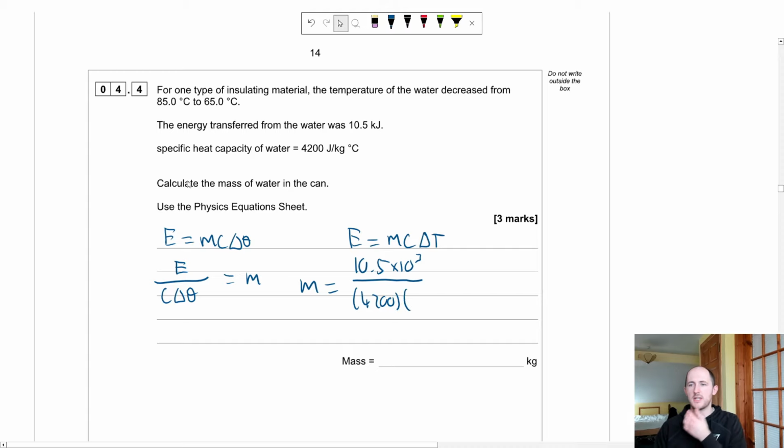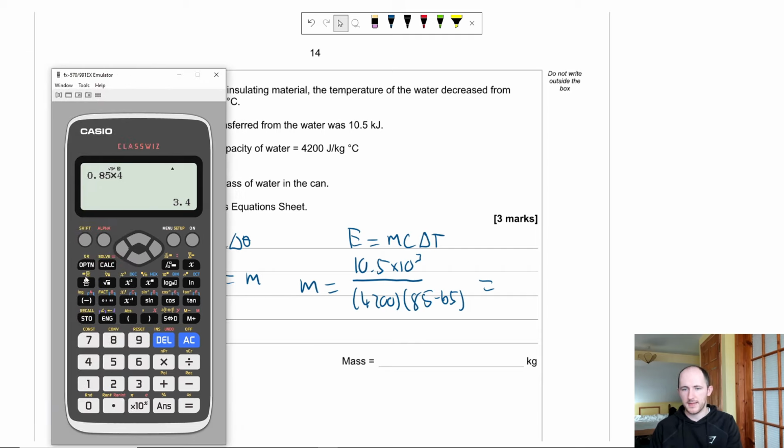Delta theta. Now the change in temperature is a really interesting one because obviously you don't want to do 65 minus 85. That gives you a negative. So all you're looking for is the actual difference between the numbers, which is 20. Or you can write 85 minus 65. Again, any of these is totally fine. The reason why you get a negative is because the energy is taken in versus given out, for example. But don't worry about that.